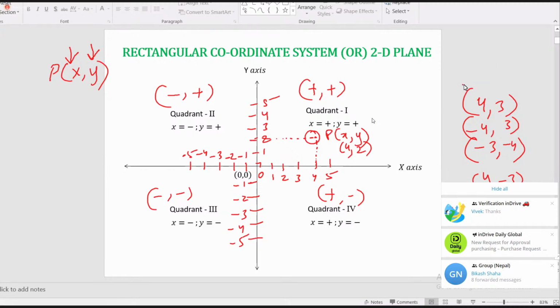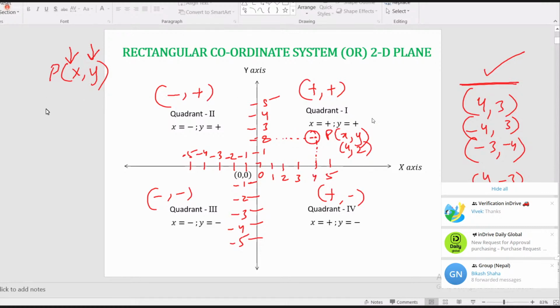So I was telling this fact that by just looking at the point, I can tell in which quadrant it is going to lie, because the placement is always going to be of the same form. The first quadrant will have positive, positive, the second quadrant will have negative, positive, the third quadrant will have negative, negative, and the fourth quadrant will have positive, negative.